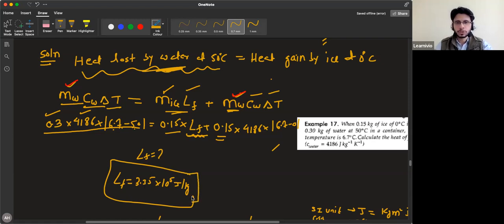So 335,000 joules per kg. So Adriel is getting the right answer. I believe Marita is also getting the right answer. Yes, Marita is correct.